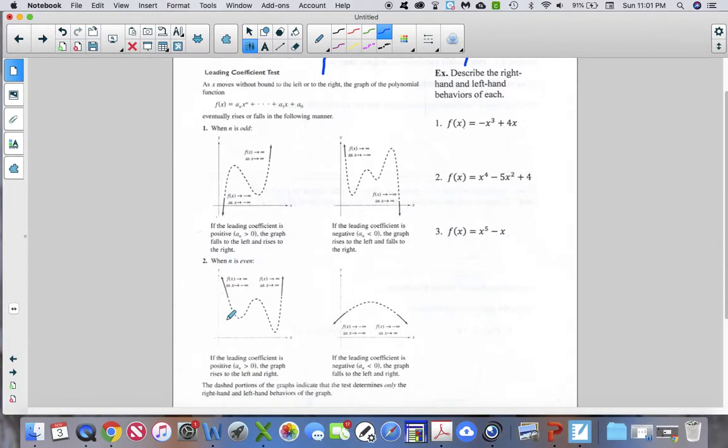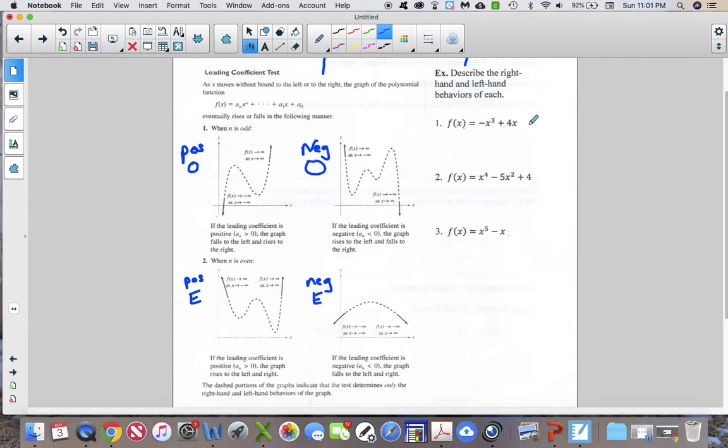When n is even, so like x to the fourth power or x to the sixth power or x squared or anything like that, if he's positive and even, then he's going to go up and up. If he's negative and even, he's going to go down and down. So this is positive, even. This is negative, even. This is positive and odd. And this is negative and odd. Okay. So those are just kind of the patterns of what he looks like.